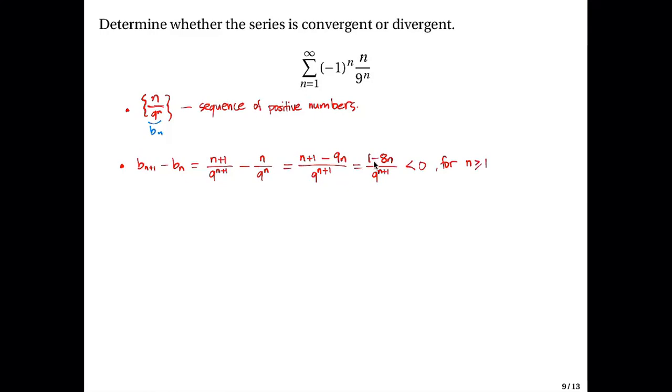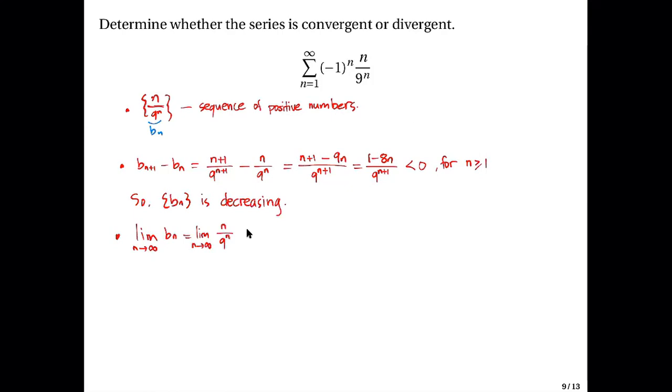When n equals 1, you have 1 minus 8 in the numerator. It's a negative number. So, for all n greater than or equal to 1, negative na ito. So, this means that your sequence bn is decreasing. Next step, you just need to find the limit of bn as n approaches infinity. So, this is just the limit of n over 9 to the n as n approaches infinity.